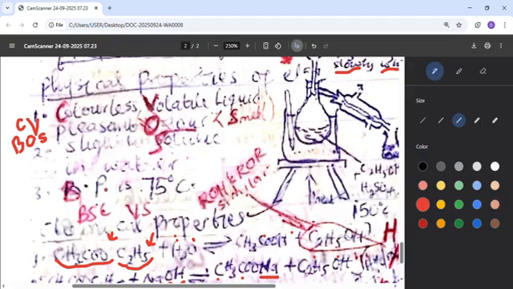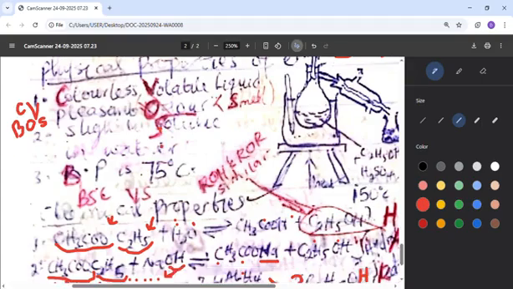The B, boiling point of ester is 75 degrees centigrade, unlike that of ethanoic acid that is 118. Then the O, odor, taking that odor as smell, meaning it has pleasant smell. Then finally S, slightly soluble, meaning ester is slightly soluble in water. It will not dissolve completely, unlike that of ethanoic acid that is soluble in water.